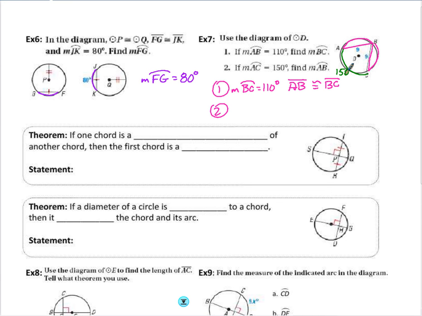So if a whole circle is 360, and I take away 150 from 360, I end up with 210. So this arc from A, B, C would be 210 degrees, because 210 plus 150 would add to 360. Since that's going to be bisected into two smaller arcs, I can divide 210 in half, and I end up with 105. That would be the measure of arc AB.